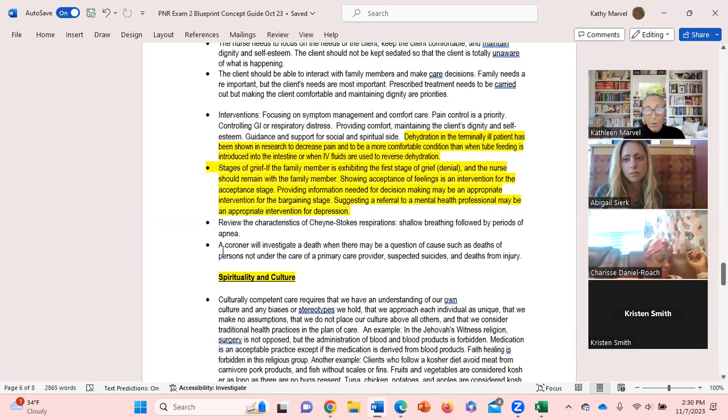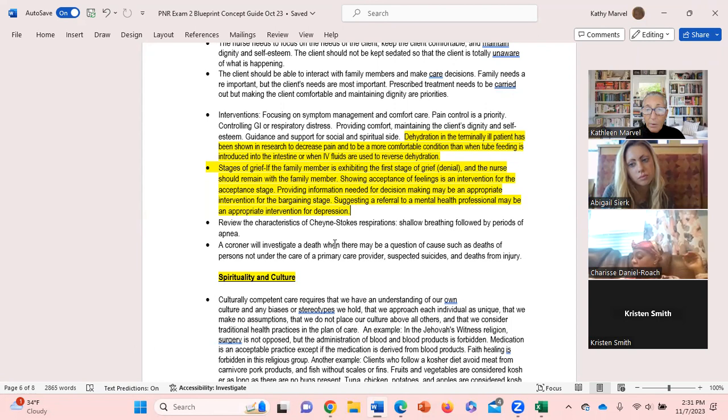And then about the coroner, I know this is kind of out there, but you're going to get asked about this. So what kinds of cases does a coroner investigate? The primary cases: people that are not under the care of a primary care physician, suspected suicides, and a death from injury. Those are the three primary cases they would be involved in. They're not going to investigate all deaths in a hospital or all deaths in a home, right? Very specific and targeted. So know that.